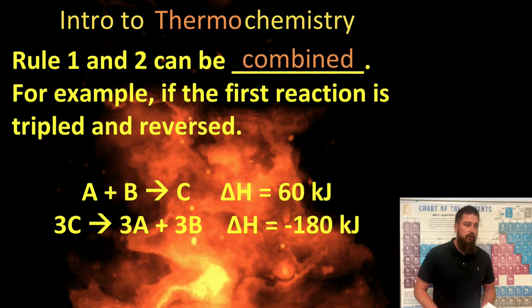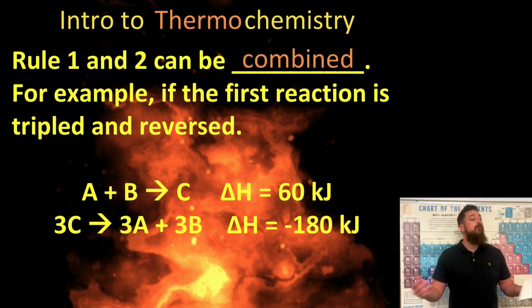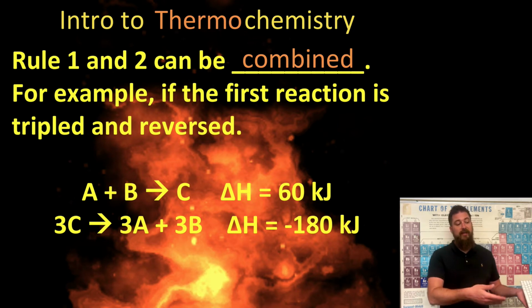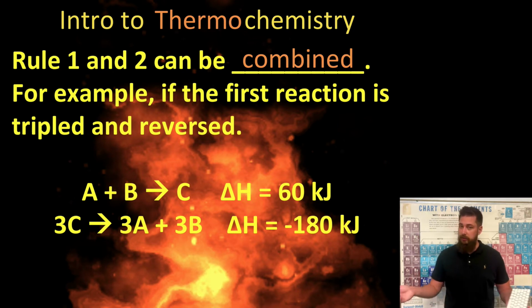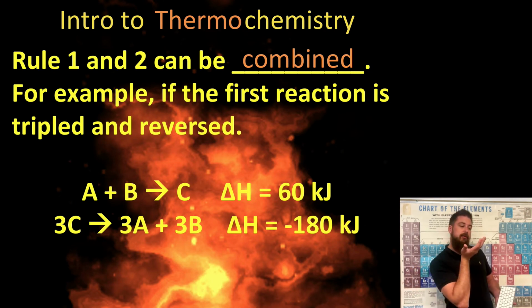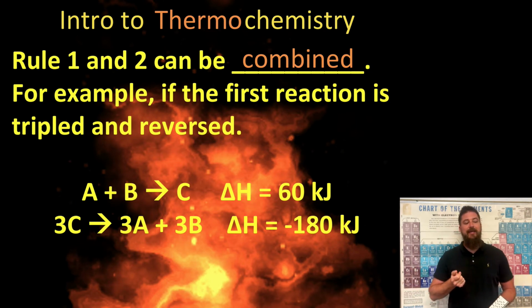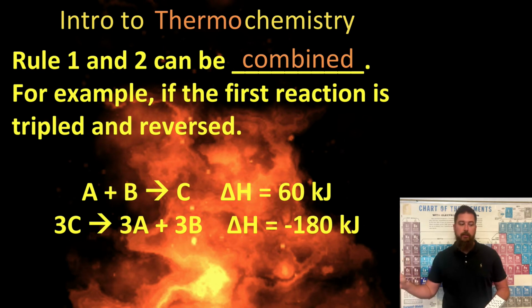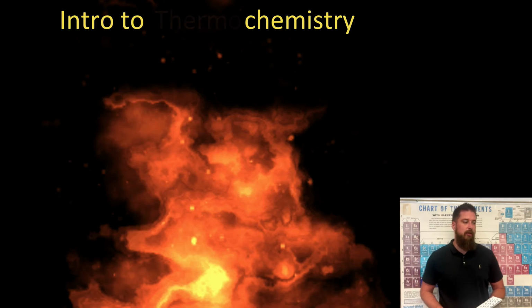And then we can use rules 1 and 2 together. And so, for example, we have A plus B yielding C is 60 kilojoules of energy. Notice that if we flip it, it becomes a negative, and we multiplied it by 3, so we multiplied the delta H by 3 as well. So we flipped it and multiplied it by 3, so we can do that as well.